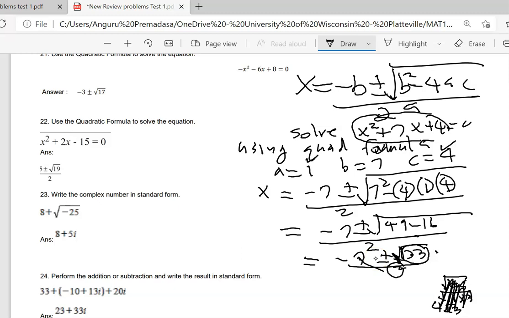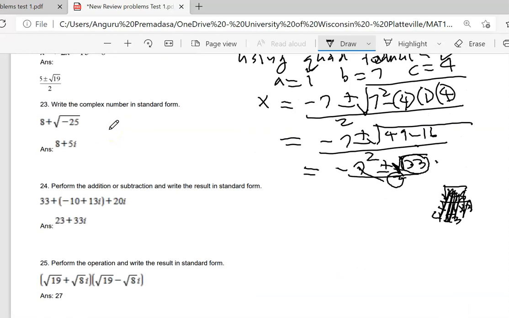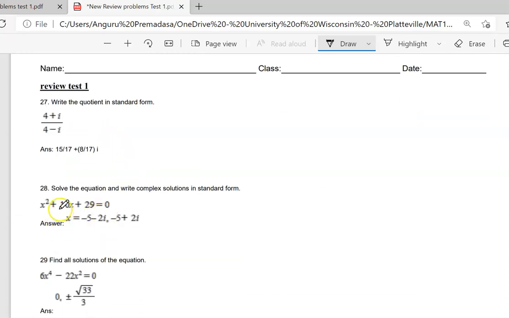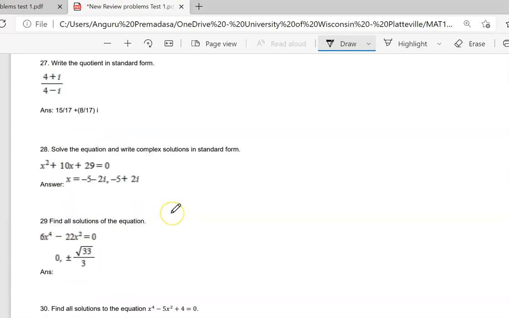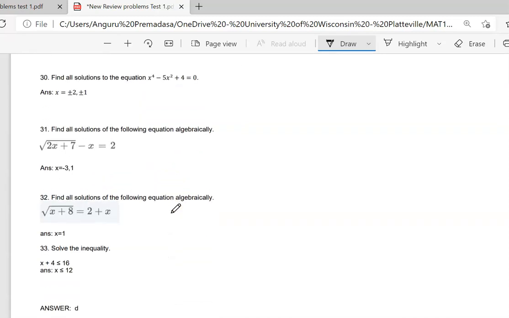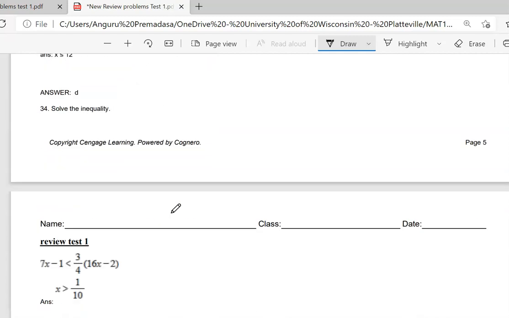So what I'm going to do is stop this video right now. We are done up to number 22, and then there are complex numbers and whatever comes after that. For example, this is a quadratic formula problem, but you will have complex solutions. So you need to simplify the square root in order to get complex solutions. And the rest I'll try to get into another video, where I attempt the rest of the test. I'll try my best.